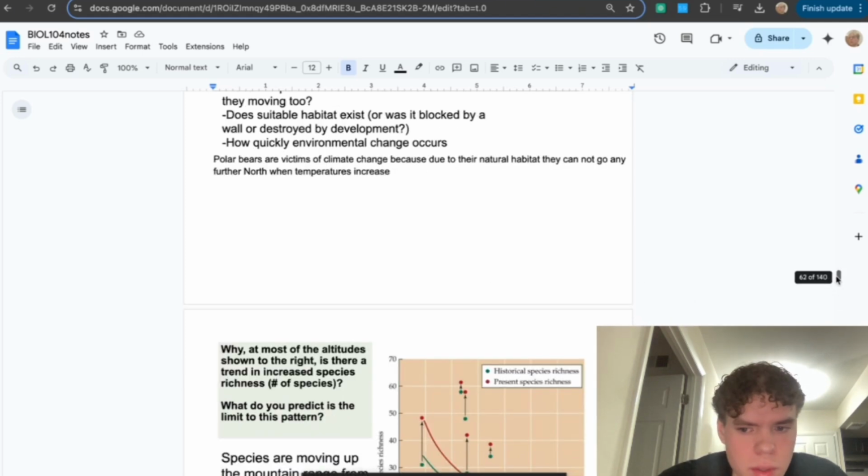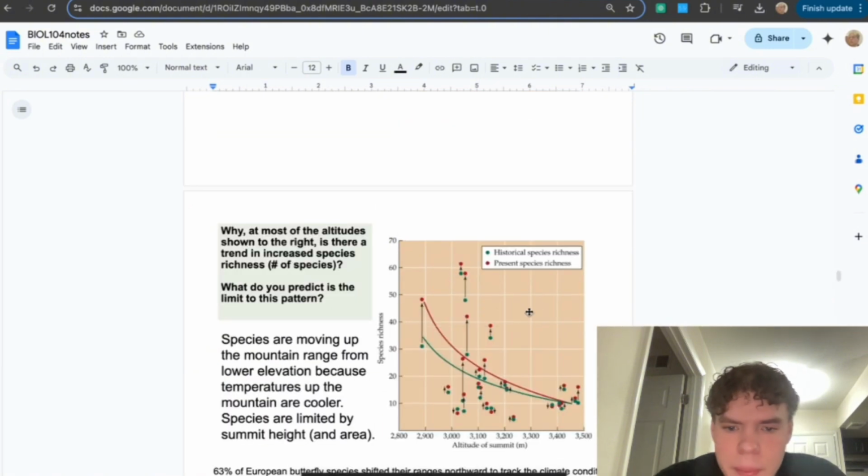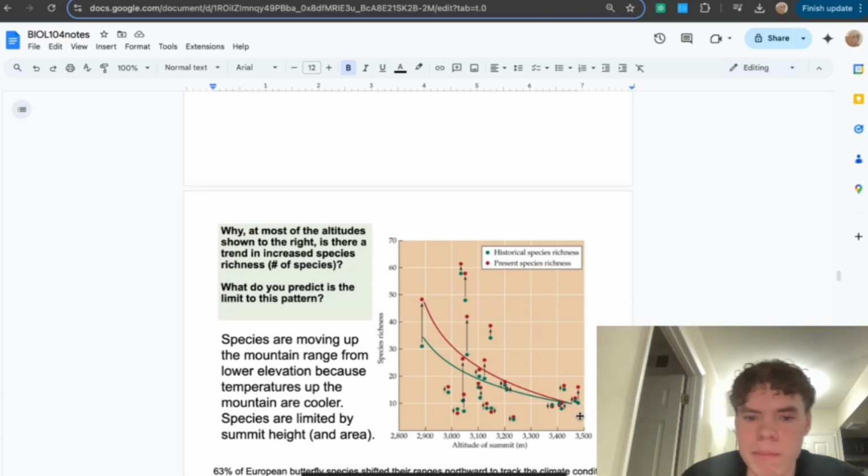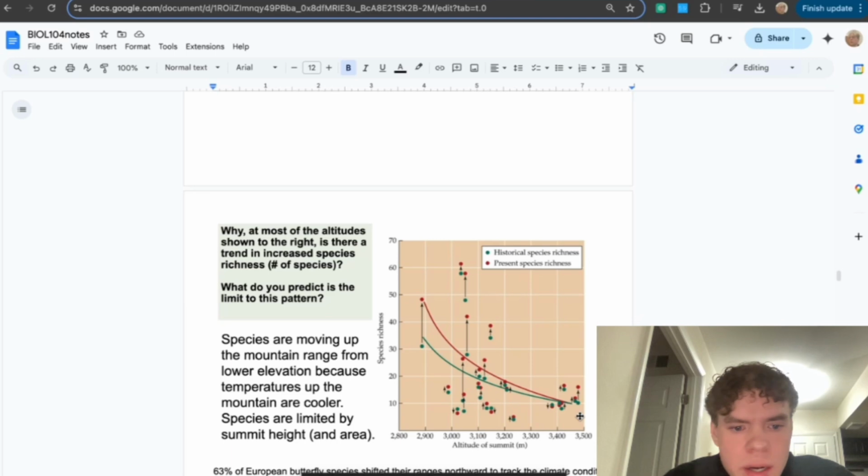It's very true. This here is a map where the green dot is historical species richness and the red dot is present species richness. So this is showing altitude. Compared to historical records, the species richness is higher at higher altitudes. This means that more species are migrating to higher altitudes, up mountains, and that might be due to cooler areas. Species are moving up the mountain range from lower elevation because temperatures up the mountain are cooler. Makes sense.